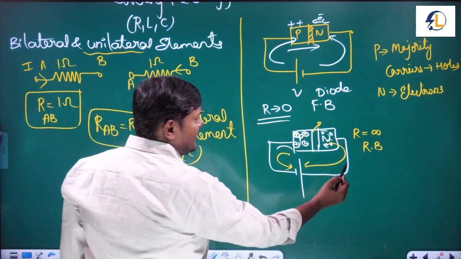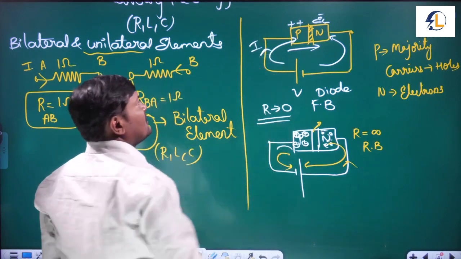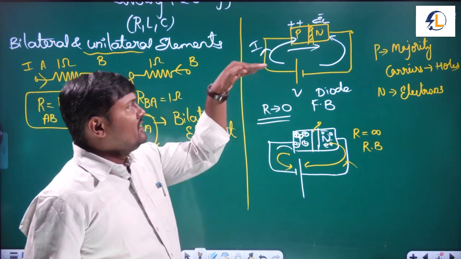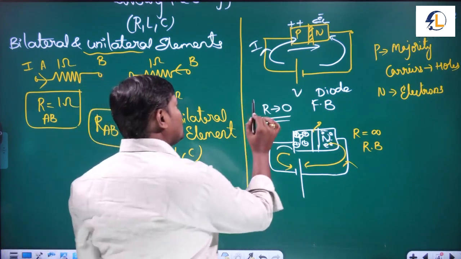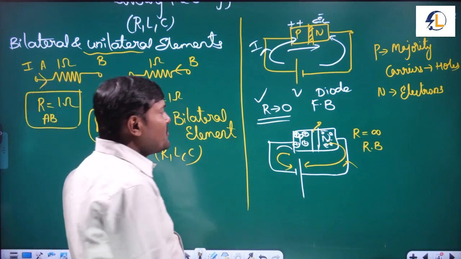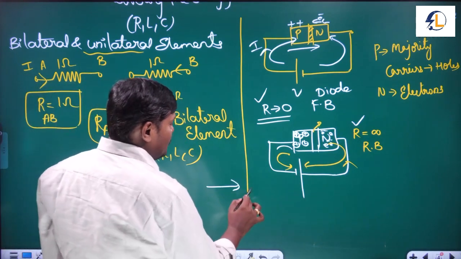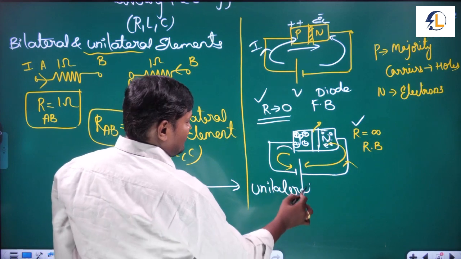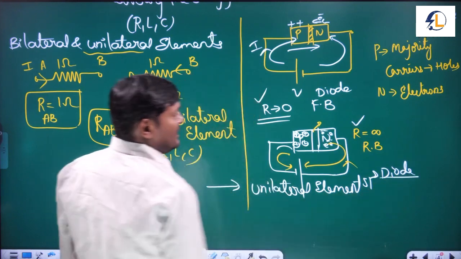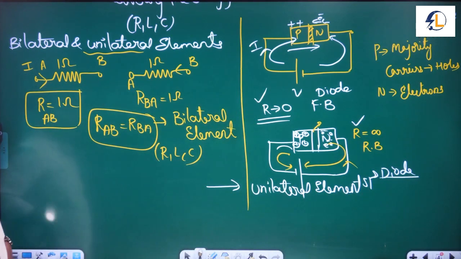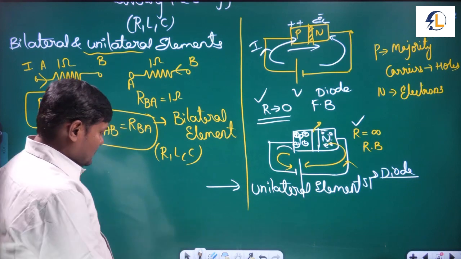See here, the current is flowing in this direction in the first case. In the second case, the current is in the opposite direction, but the resistance offered by the element is not the same. So during forward bias, the resistance will be 0. During reverse bias, the resistance value is infinity. So the diode is the best example for the unilateral element. Okay, so bilateral elements are R, L, C, and the best example of a unilateral element is the diode.